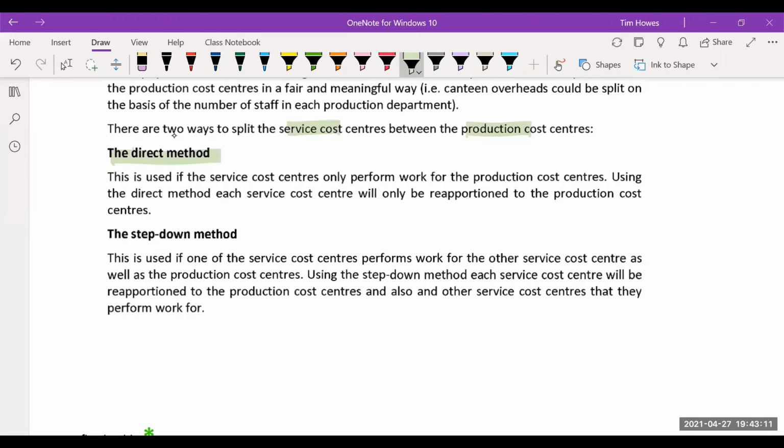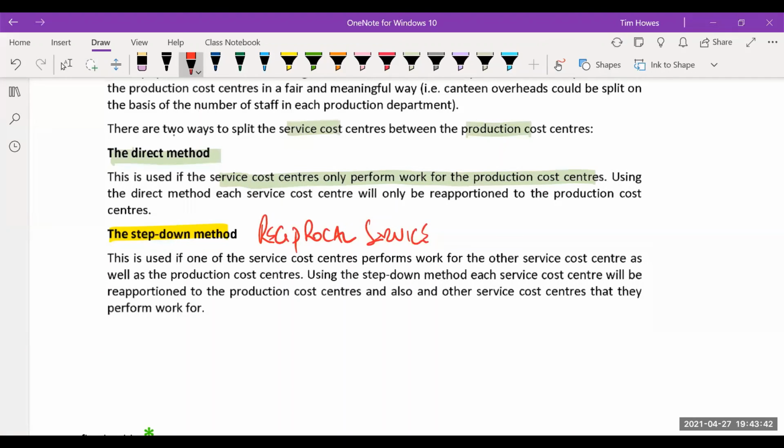Okay, no reciprocal service. So the service cost centres only perform work for the production cost centres. And you saw that in the last one. Yeah, there was no crossover of that service. If there is reciprocal service, so again, we're not using that specific word here, but you'll notice that they said it in the last question. So reciprocal service. Then what we need to follow is what's called a step down method.